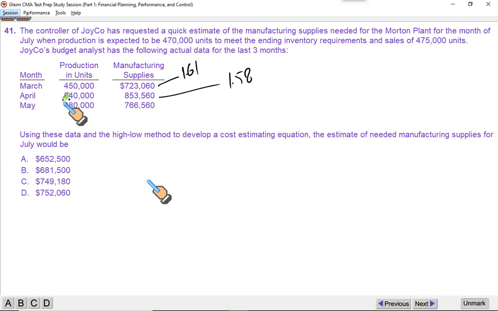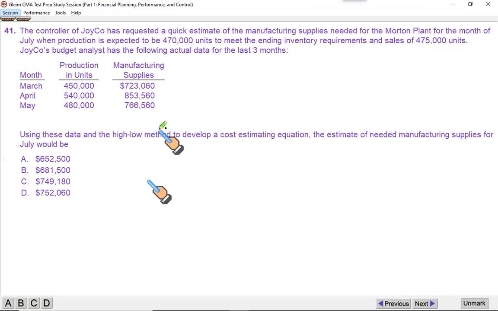And since the activity is now decreasing, this number per unit should increase. 766,560 divided by 480,000. You don't have to do it every time, I'm just trying to explain. And now again, it's 1.60 per unit. So this is clearly a classic example of mixed cost, and we have to use the high-low method to separate the fixed component from the variable component, and we need to establish an equation.